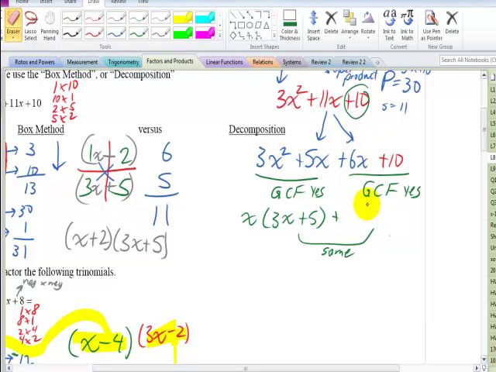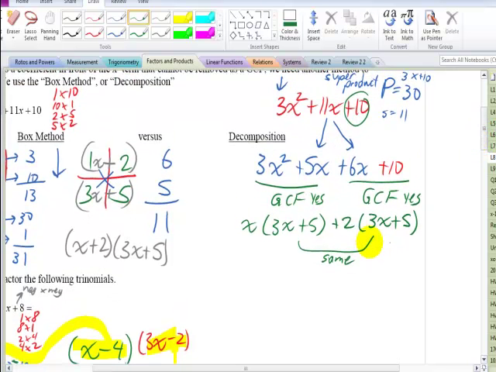Now we can take out an x from the first pair, and the remainder is 3x plus 5. Okay, and so we should see them the same. Now if the 5x and the 6x had switched places, then you wouldn't be able to do the GCF properly. Okay, so now we can take that out. So one factor is x plus 2. The other factor is 3x plus 5. It's almost like you do GCF again.